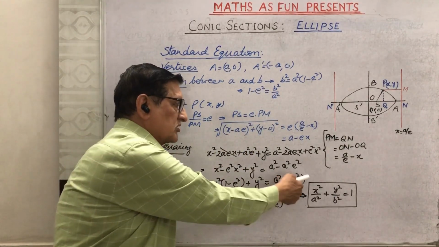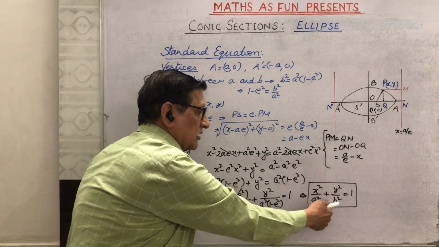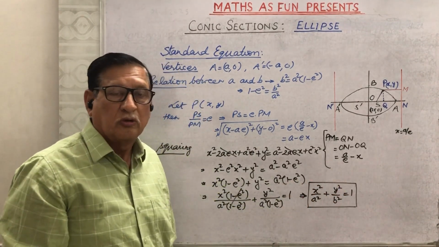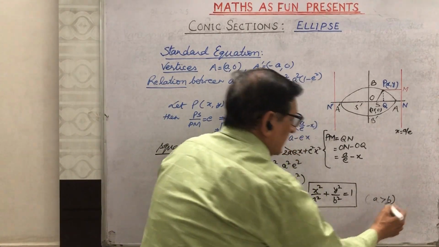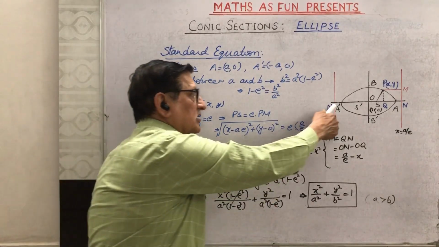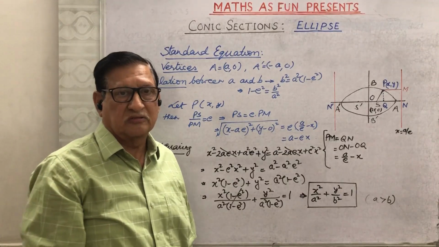So the standard equation of the ellipse is x square upon a square plus y square upon b square is equal to 1. And here we remember one thing, that a is greater than b, since the major axis is greater than, or larger than, the minor axis.